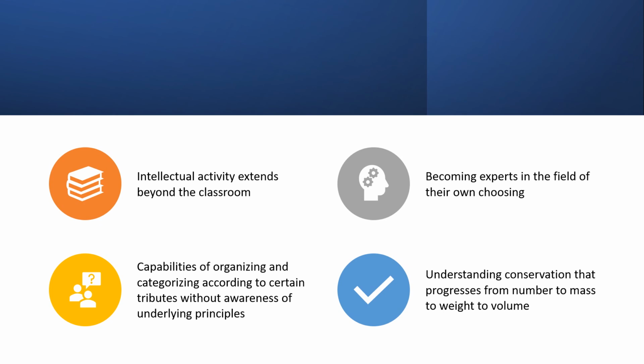Understanding conversation that progresses from numbers to mass to weight to volume. So that's why their different subjects are increasing during 6 to 12 years old. Their subjects in school are getting more difficult each year because of that understanding and their ability to understand complex things.